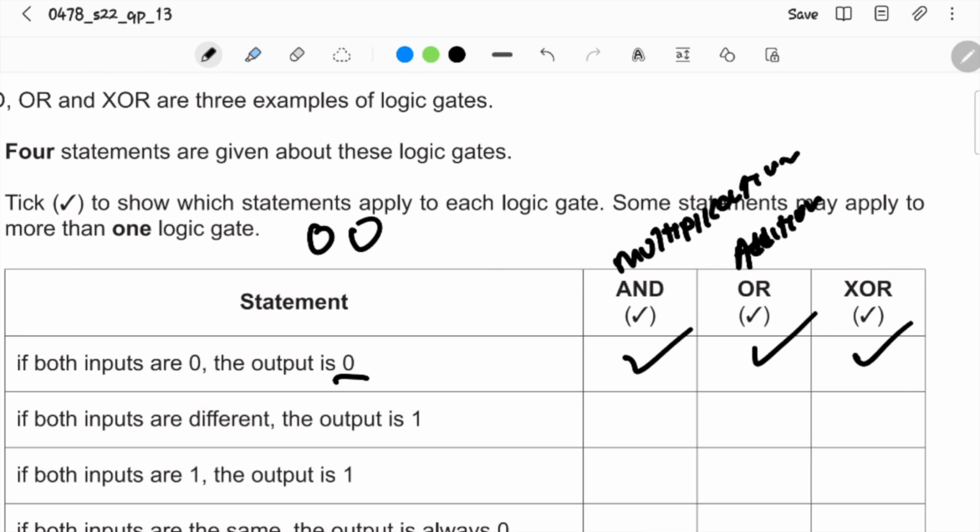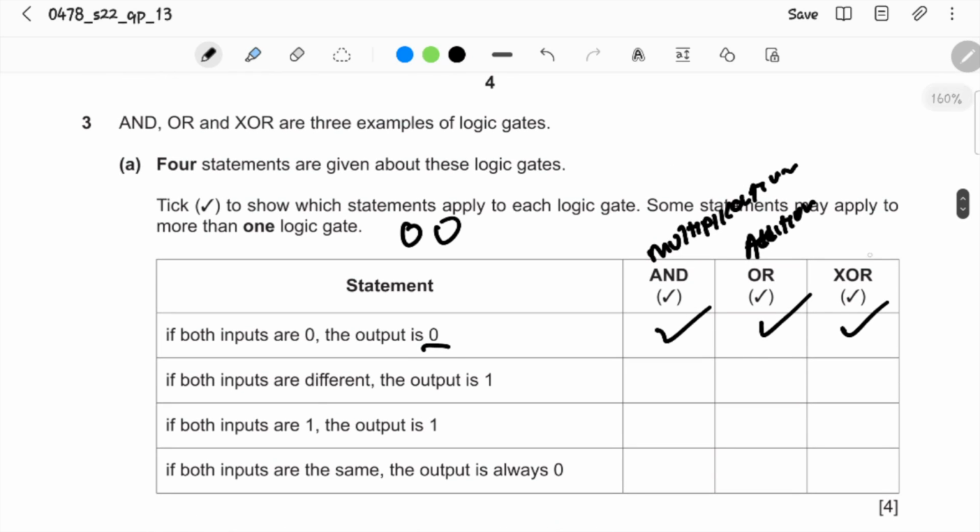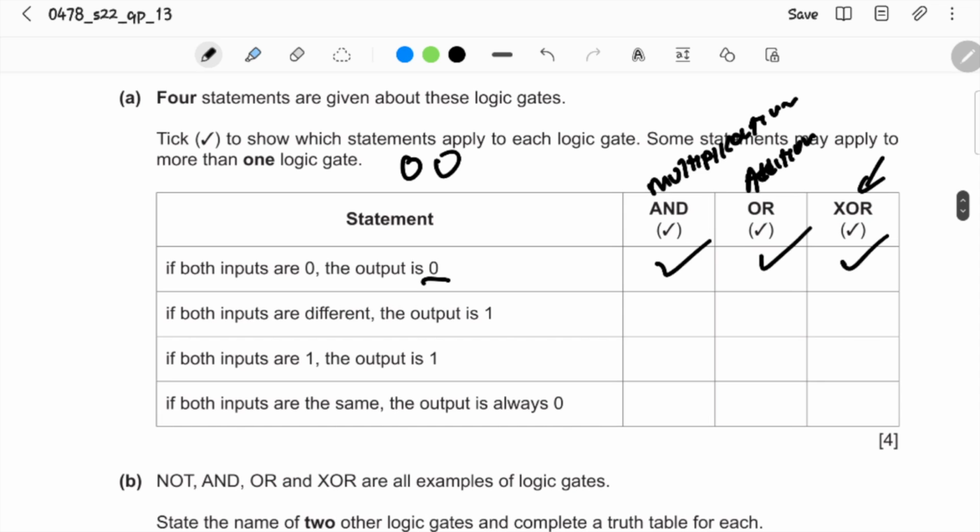If you don't know what these terminologies are, go check that logic gate video I explained. And then XOR is like, same is 0, unlike is 1. Okay, if both inputs are different, the output is 1. If it's 1 and 0, for AND gate it's always going to be 0, so we can't take that. For an OR gate we can, because 1 plus 0 is 1. For a XOR gate the output is always 1.